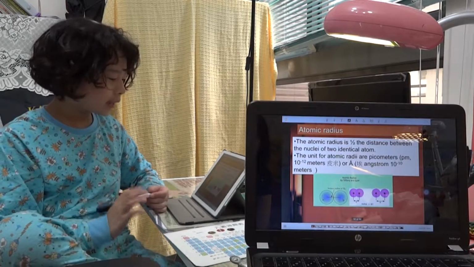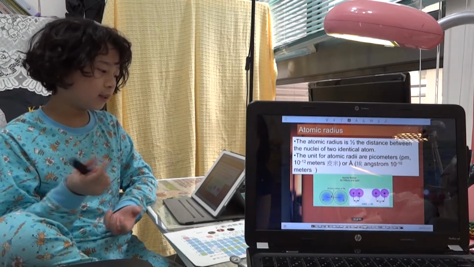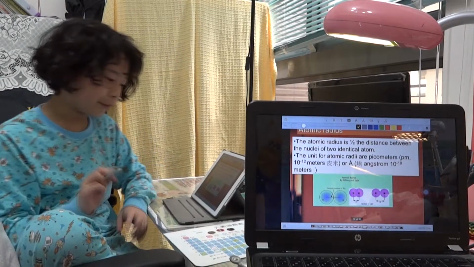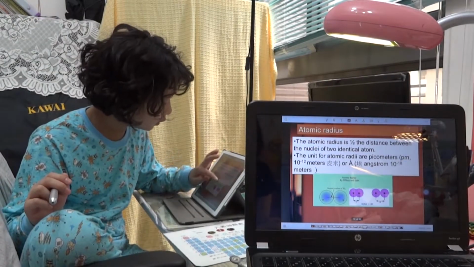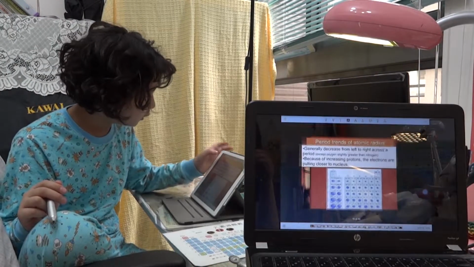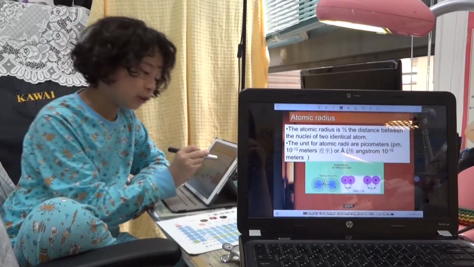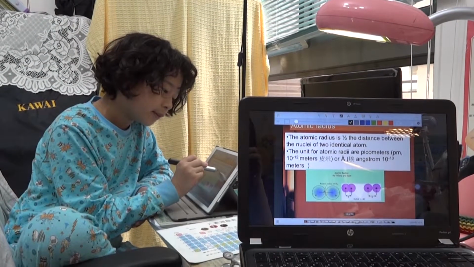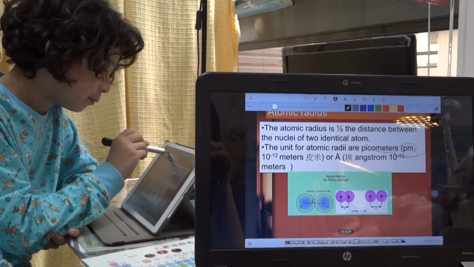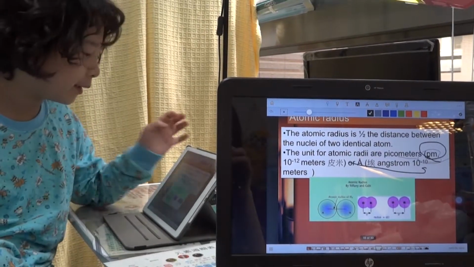Okay, so what is the unit? Looking at atomic radius, you can see mostly angstroms are used, but sometimes picometers, PM, are used too. Sometimes they use picometers, but mostly they use angstroms.